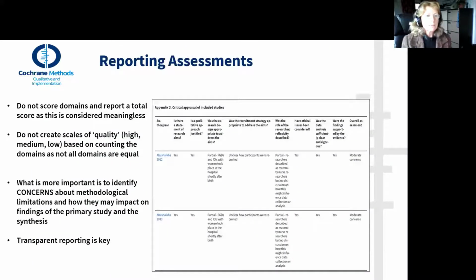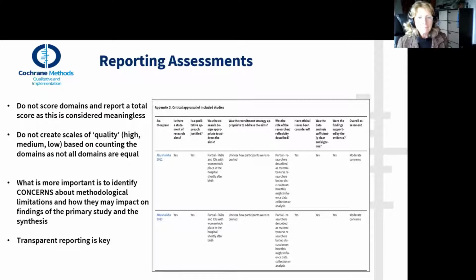When you report your assessments, there are some key take-home messages here. Do not score domains and report a total score, as this is considered meaningless. Not all the domains of quality are equal, so a sum of the scores is completely meaningless. Don't create scales of quality such as high, medium, low based on counting the domains, because not all domains of quality are equal. The most important factor is to identify concerns about methodological limitations in the primary studies and how they may impact on findings of the primary study and the synthesis, and transparent reporting is key.